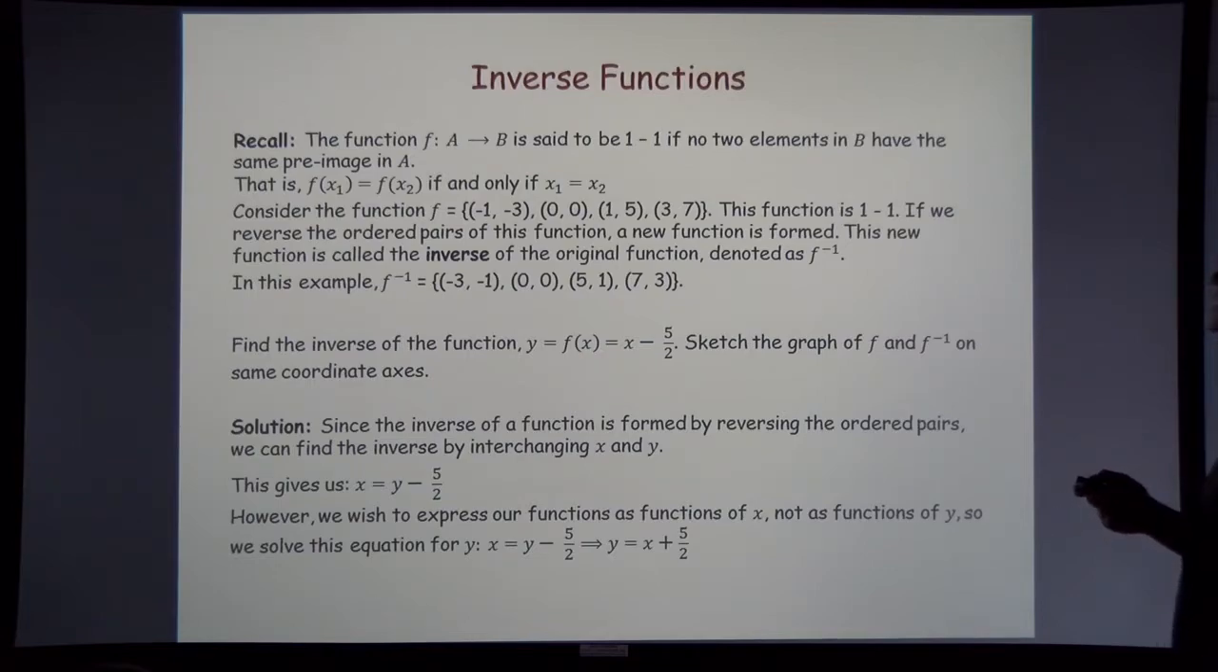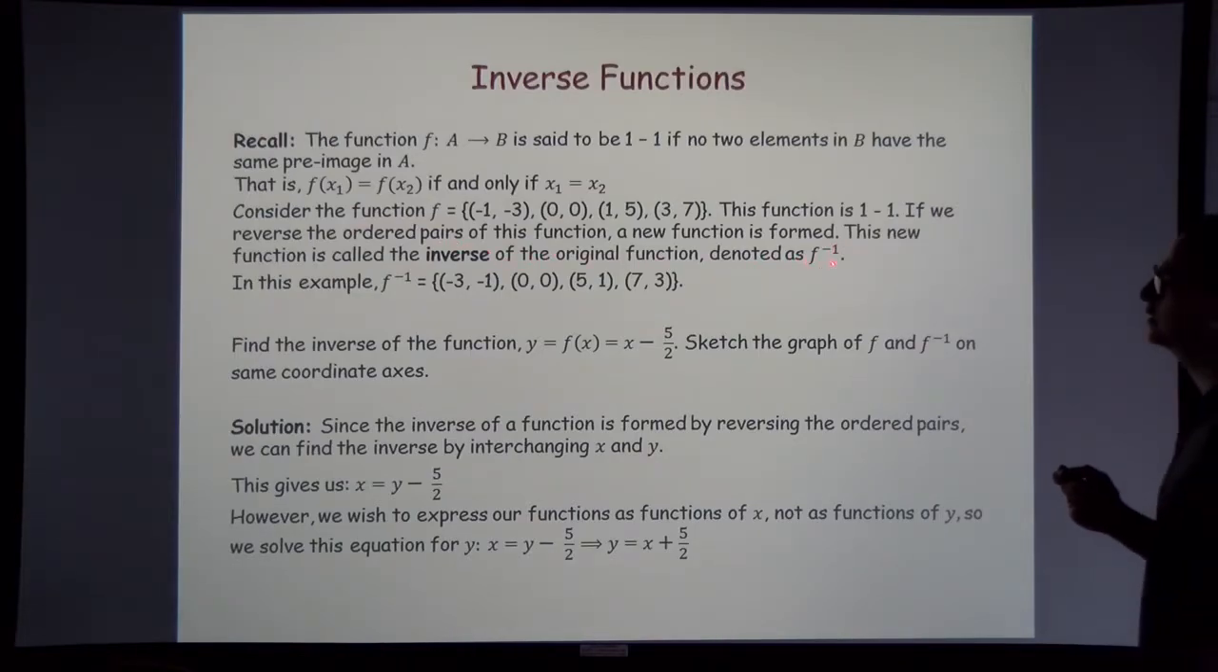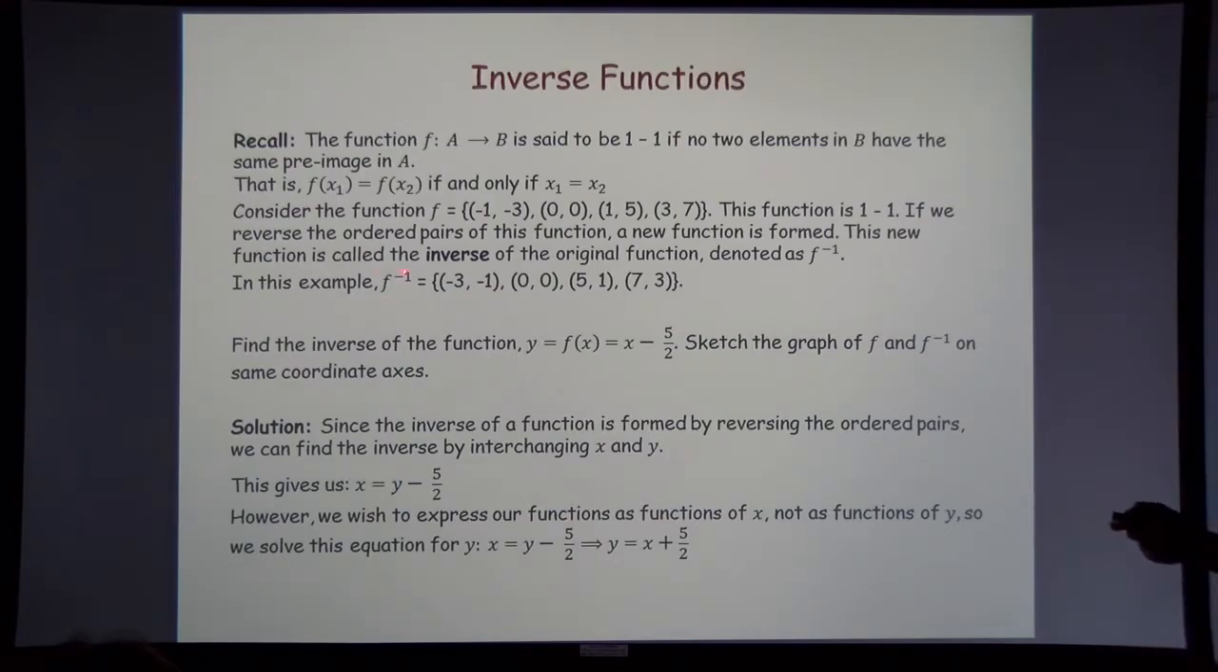So consider the function. We have -1, -3, 0, 0, 1, 5, and 3, 7. This function is 1 to 1. If we reverse the ordered pairs of the function, a new function is formed. This function is called the inverse of the original function, denoted as f to the -1. So in this example, all we're doing is reversing our ranges and our domains. So if we change -3 to 1, we're left with -3, 1, still 0, 0. Switch your 5 and 1 to get 5, 1, and switch your 3 and 7 to get 7, 3.